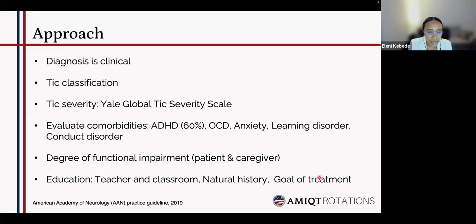And we also have to discuss with them the goal of treatment. With any of the treatment options out there currently, that goal of treatment is to reduce the tick frequency and severity and to improve quality of life. There's no cure, and that should be clear.